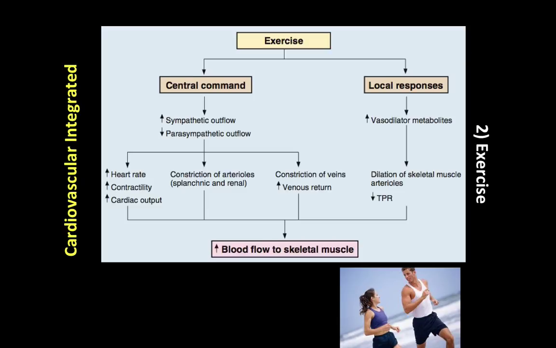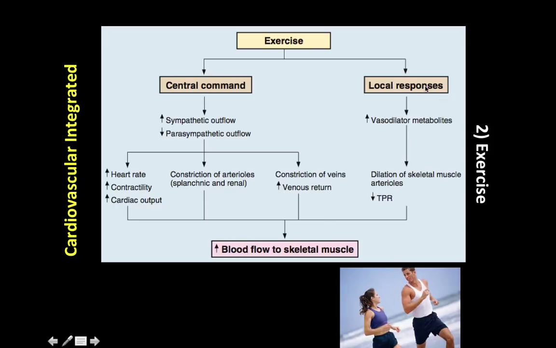Okay, let's sum it up in a figure. Exercise: we divided it into central command and local responses. When we talked about the central command, we mentioned that we have increased sympathetic outflow and decreased parasympathetic outflow. Why is that important? Because we have increased heart rate, contractility, and cardiac output. We have constriction of arterioles and also constriction of veins. Some of the arterioles constricted by central command are the splanchnic and renal, and the constriction of veins leads to increase in venous return. What does that do? It increases overall blood flow to the skeletal muscles, which is what we need when these two lovely birds are running. They need blood flow to the skeletal muscles to keep running together and talk about their love story.